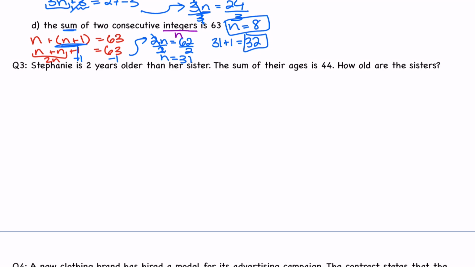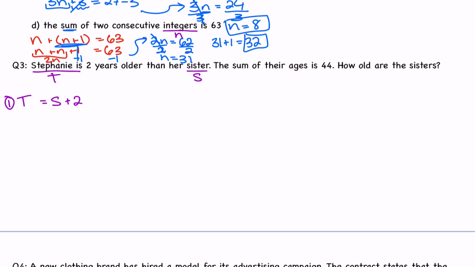Question 3 says Stephanie is 2 years older than her sister. The sum of their ages is 44. How old are the sisters? So if I let sister equal S, and Stephanie is 2 years older than the sister, and we'll let Stephanie be T, then that means Stephanie, which is T, is equal to S plus 2 because she's 2 years older than the sister. So that's our first equation.